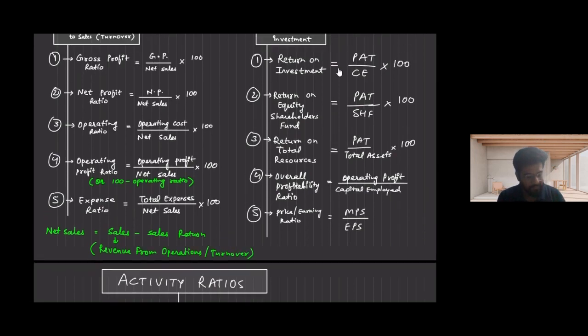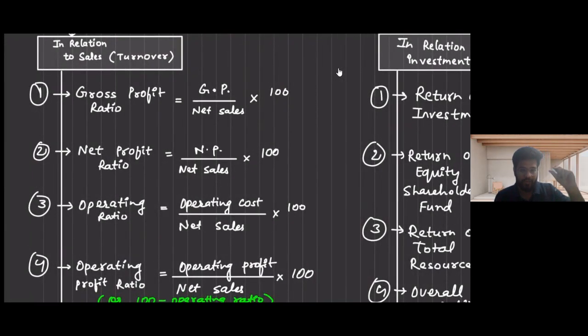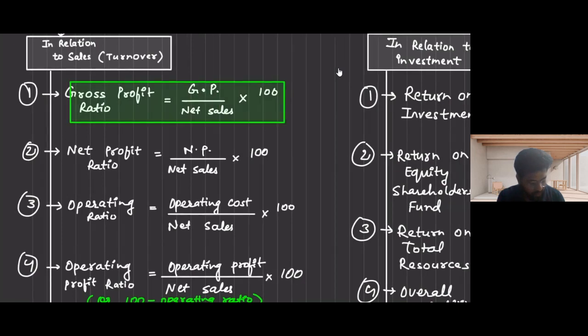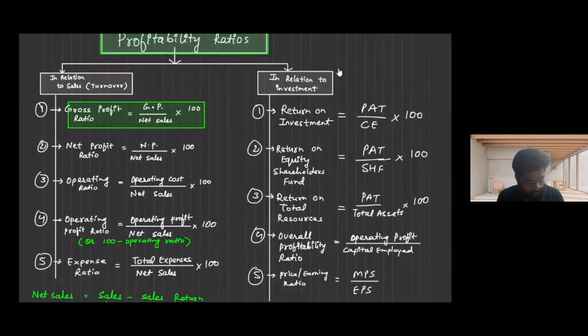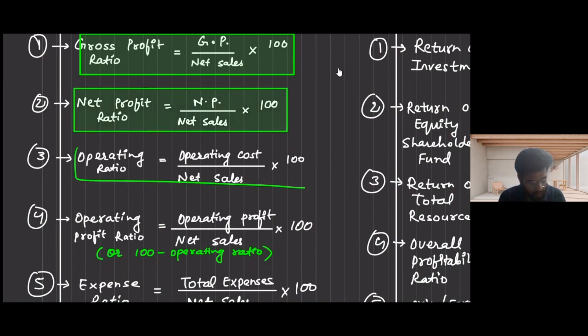So first was the gross profit ratio. Everybody knows how to calculate the gross profit. Take the gross profit divided by the net sales, multiply by 100, and whatever you get is the gross profit ratio. We did some questions while calculating the gross profit in the last class. Moving on, we have the net profit ratio, where we calculate the net profit divided by the net sales multiplied by 100. That was also done in the last class. And then we did the operating ratio. This ratio is also called the operating cost ratio.